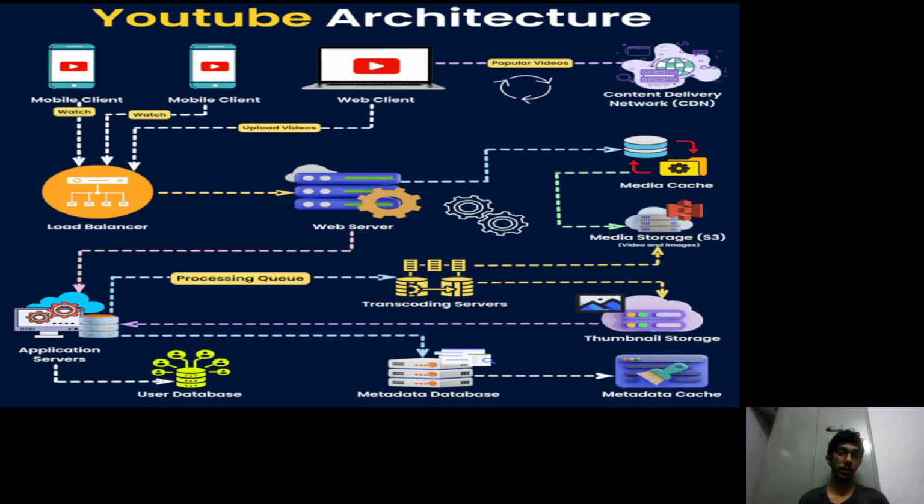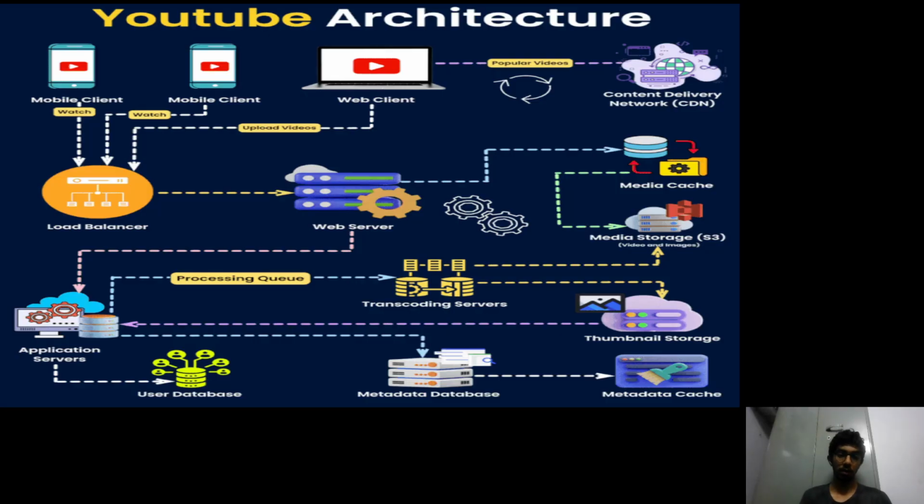If you're trying to upload a video, the process is similar, but there are some changes. The video that you're uploading will also go to the load balancer as a request and then go to the web server. And the parts of the video that you've uploaded will be stored in different places. That is, they will be stored in the media cache or in the media storage, and the thumbnail will be stored in the thumbnail storage. And then all the other metadata caches will be stored in the cache part of the ecosystem.